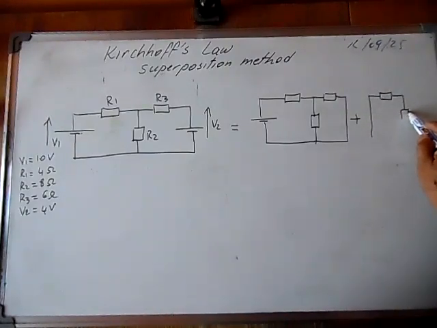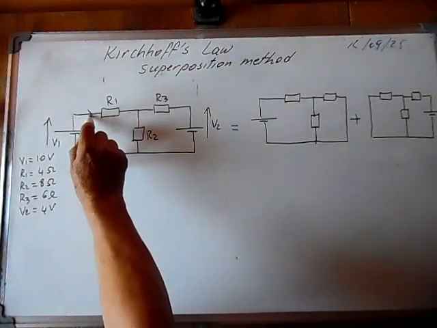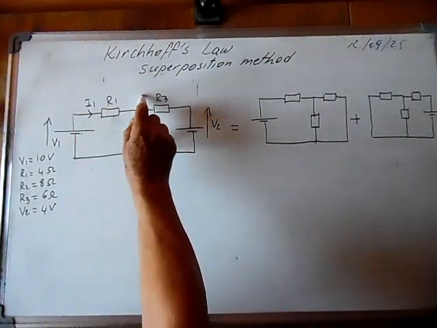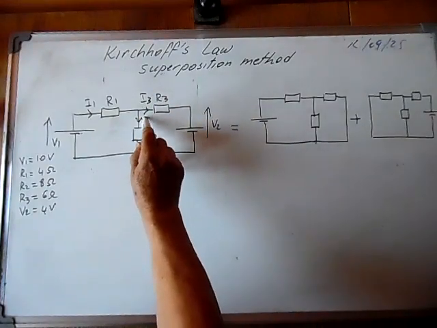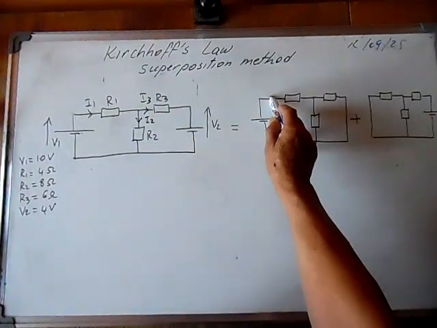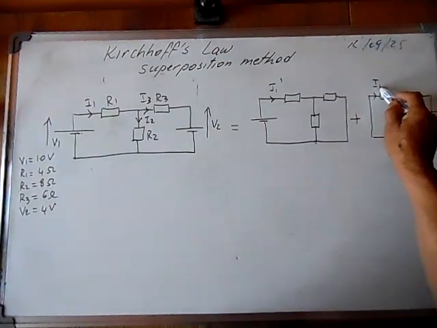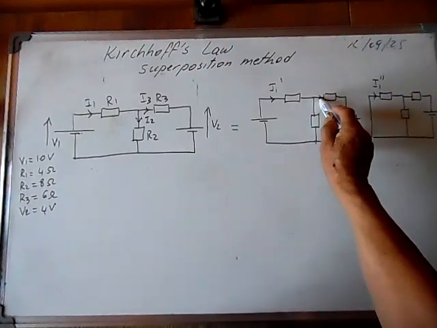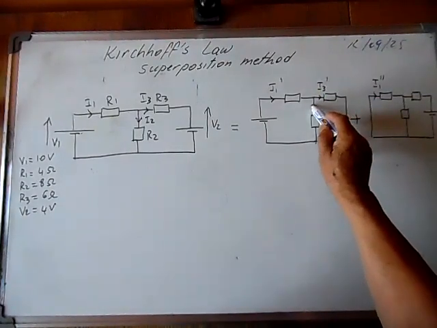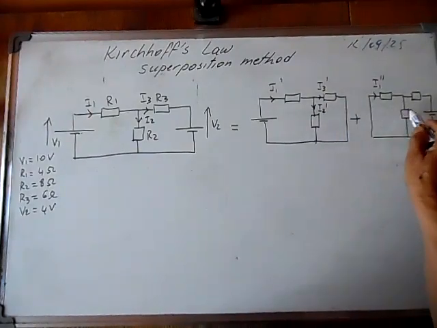So it means we have to calculate, if we can call this one I1, this we call it I3, and this we call it I2. So it means here I1 prime, this one is I2 prime, here we will have I3 prime, and here I1 second prime, I2 second prime, or I3 second prime.